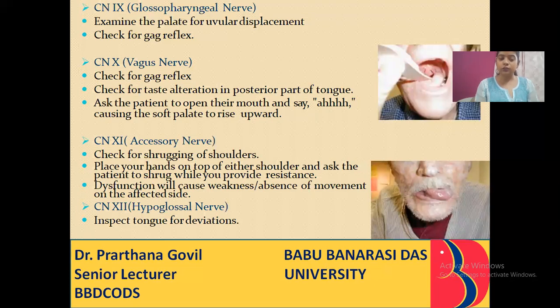Cranial nerve 12 is the hypoglossal nerve. For this, you need to inspect the tongue for deviations. That is, you tell the patient to protrude the tongue and deviate it to the left and the right side.